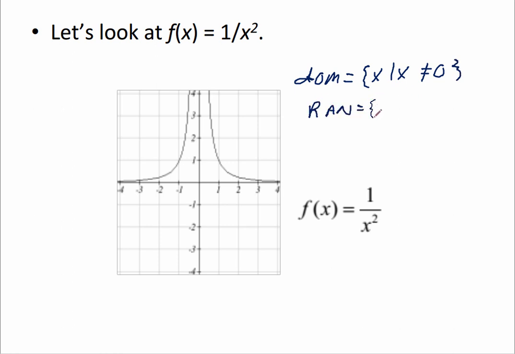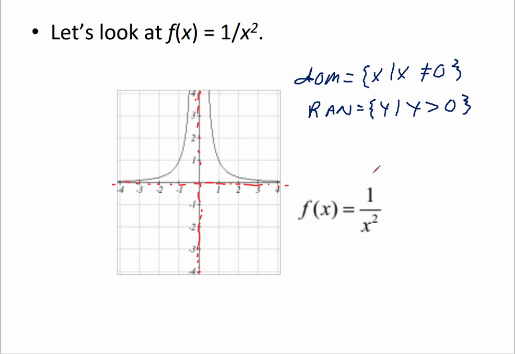And what is the range? Well, we can see it from the graph: y such that y is strictly greater than 0. And again, we have a vertical and a horizontal asymptote. Our vertical asymptote is the y-axis, and our horizontal asymptote is the x-axis.